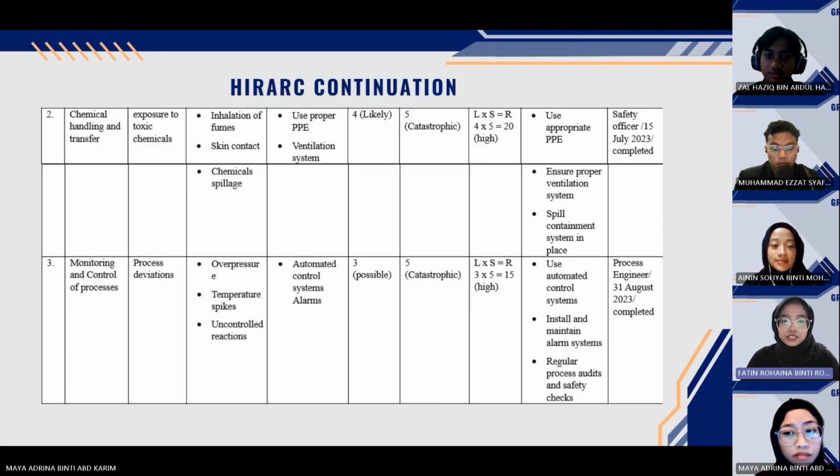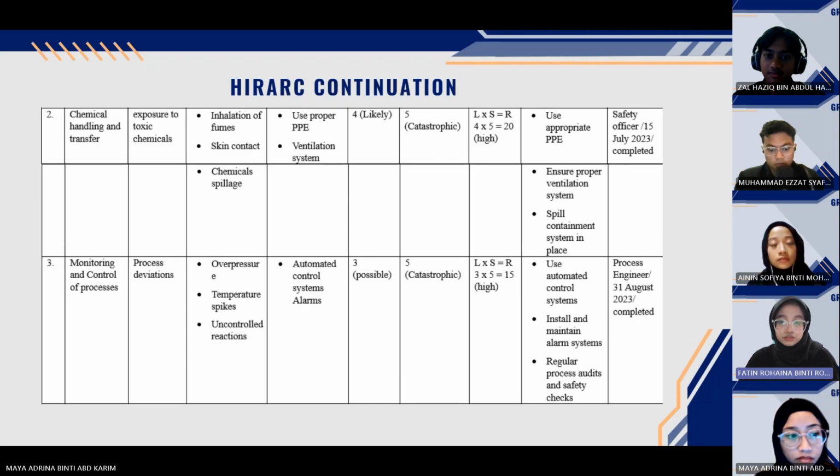For the monitoring and control of the process, the primary hazard is process deviation, such as overpressure, temperature spike, and uncontrolled reaction. Currently, we have an automated control system and alarm in place as the existing control. The likelihood of the occurrence is rated at 3 and the severity is 5, leading to a high risk score of 15.